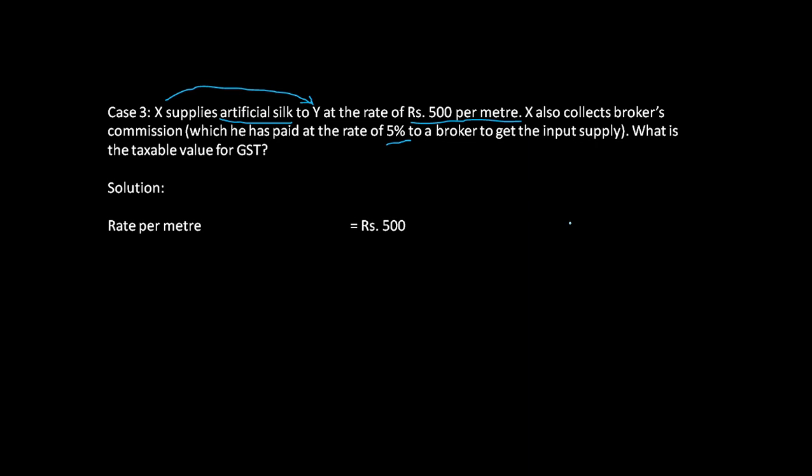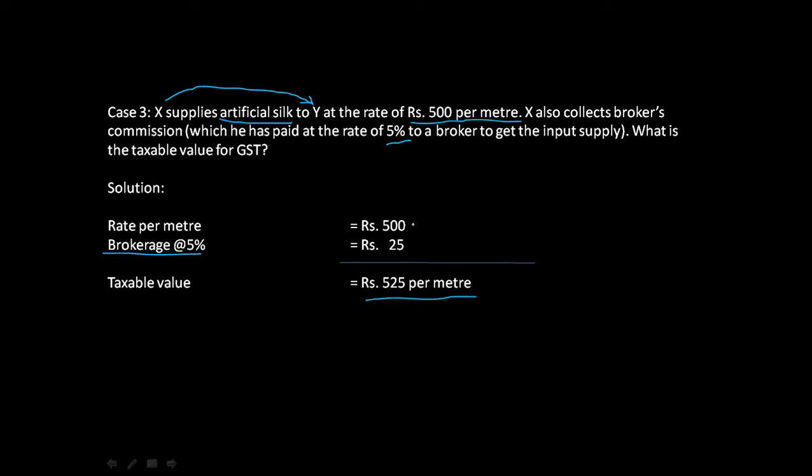Rate per meter, we have seen according to the question, is 500 rupees. Now brokerage will be based on each of those meters. Okay, which comes to rupees 25 per meter. Now we have to collect it together, because brokerage is an incidental charge and it has to be included. So the total taxable value then becomes rupees 525 per meter. Adding up 500 and 25 together gives us 525. Okay, what is this 25? This is brokerage. It will be included.